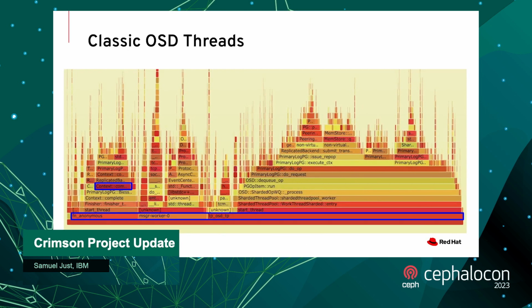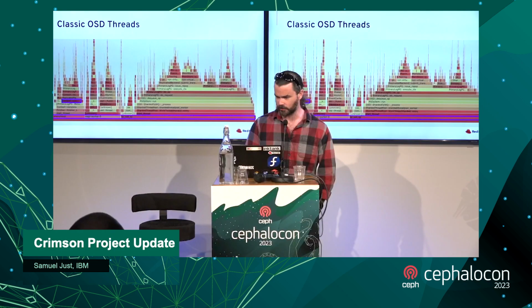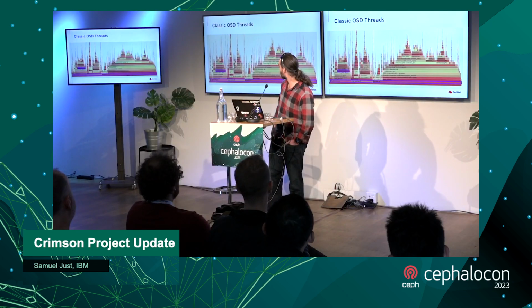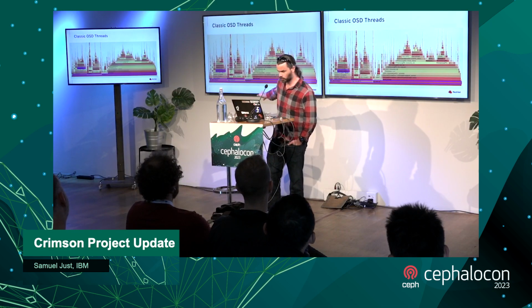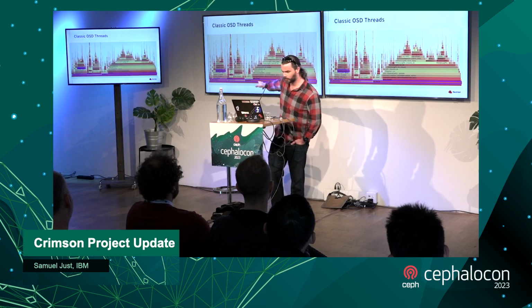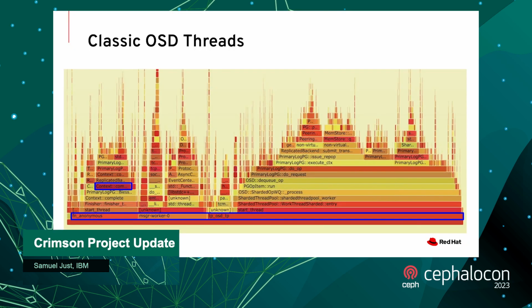So here's a graphical representation of CPU usage in the OSD that I stole shamelessly from Kifu and Radek's presentation in Barcelona many years ago now. But the reality hasn't really changed. We can see several of the OSD's thread pools represented here. We've got the BlueStore finisher, FN anonymous. We've got the messenger thread pool, and we have the OSD op thread pool.